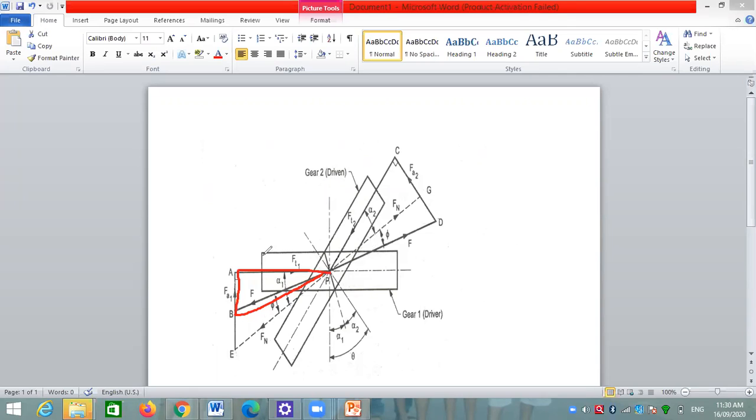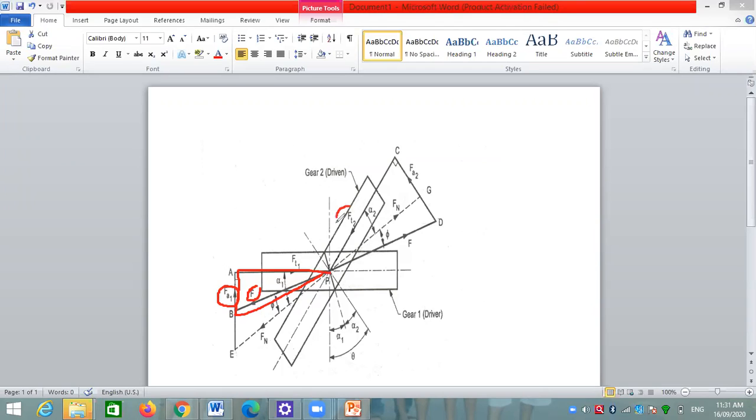Here this straight rectangle represents gear 1 and this inclined rectangle represents gear 2. For gear 1, Ft1 is the tangential force, acting at a tangent to the gear. Fa1 is the axial force, which is responsible for separating the gears, and F is the resultant force. Alpha 1 is the helix angle, the spiral angle for gear 1.